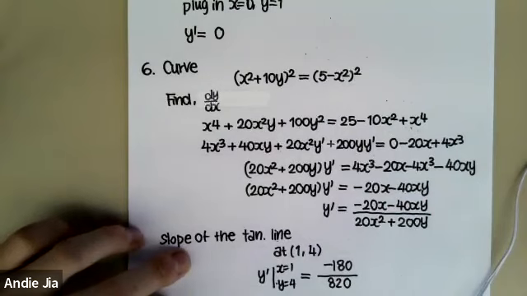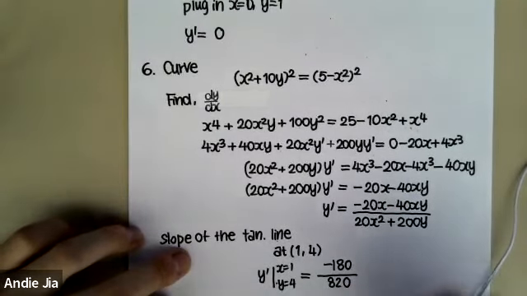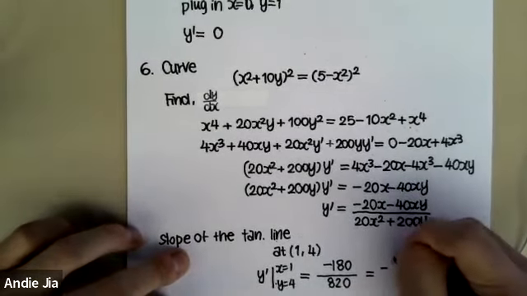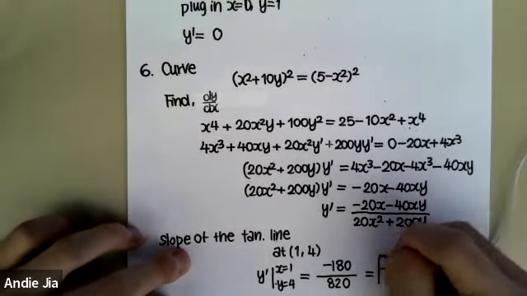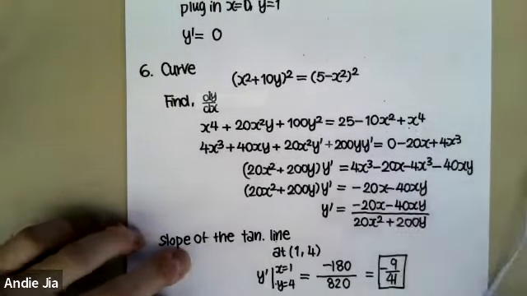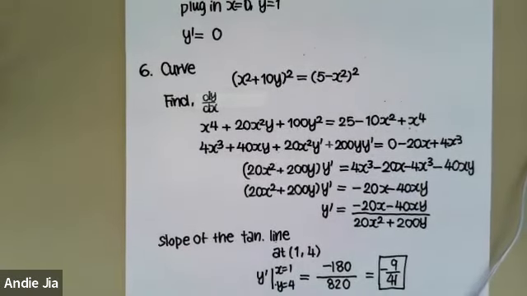Reducing the coefficient by 20, it is going to be negative 9 over 41. This is going to be your slope of the tangent line at the point (1, 4).